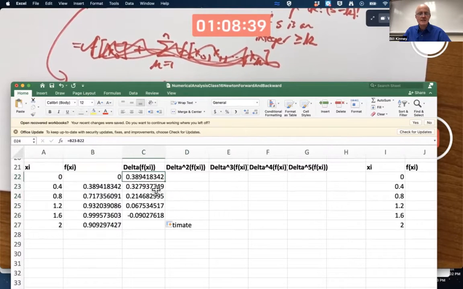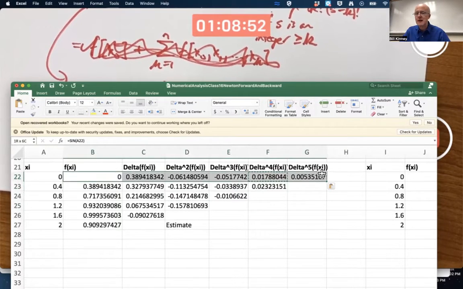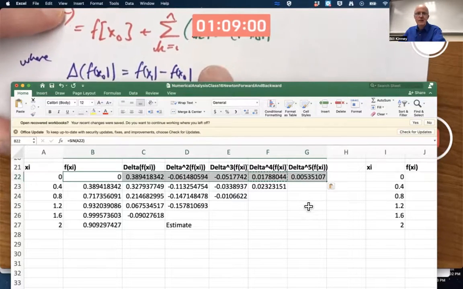And copy and paste these over, do the delta squared column and the delta cubed column and the delta to the 4th power column and the delta to the 5th power column. And the numbers we need are the numbers across the top. That's the higher powers of delta applied to f of x0. Those are the numbers that we need in this formula right here.